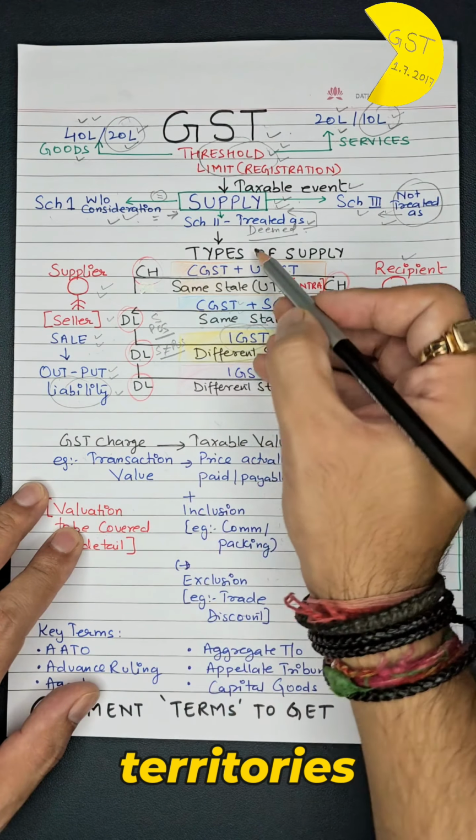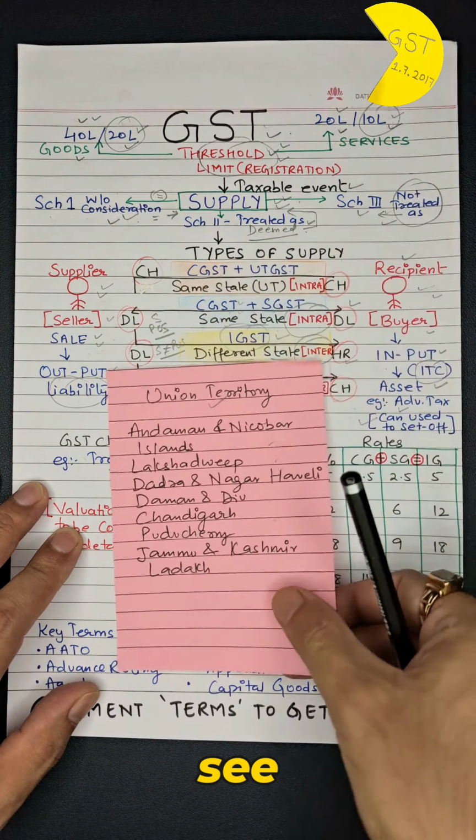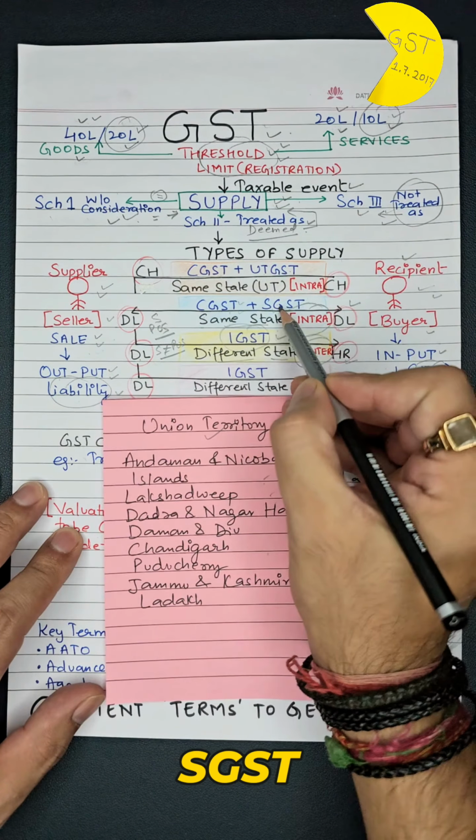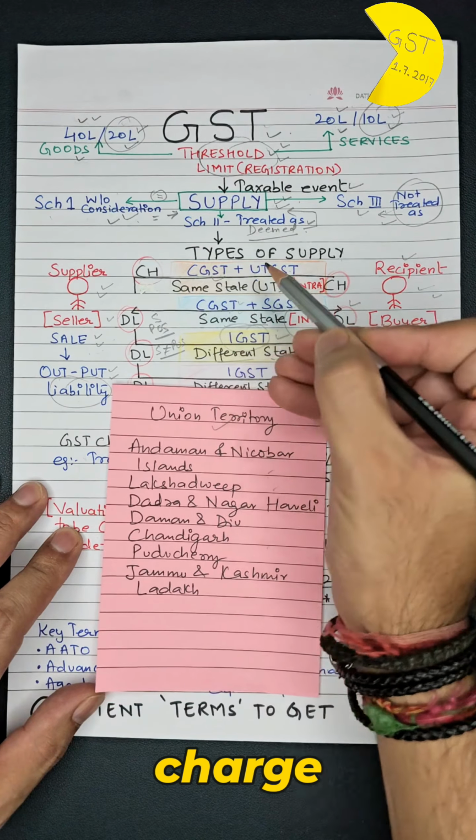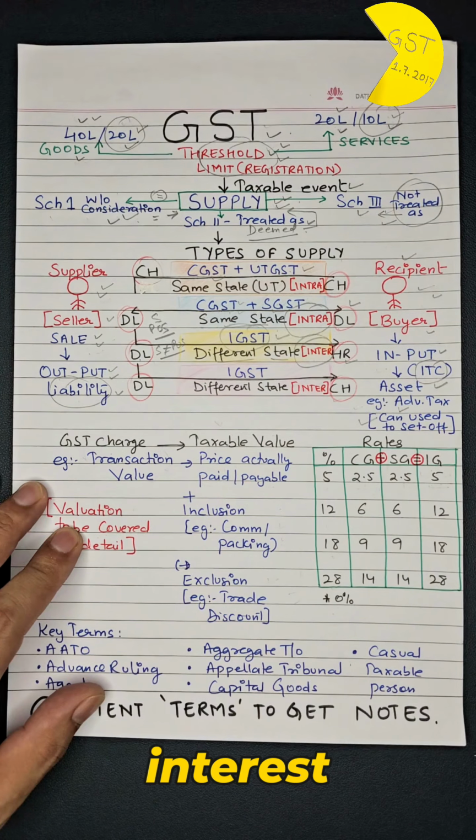Likewise, we have some union territories, as you can see. Instead of charging CGST and SGST, in case of union territories, we charge CGST and UTGST as intrastate taxes.